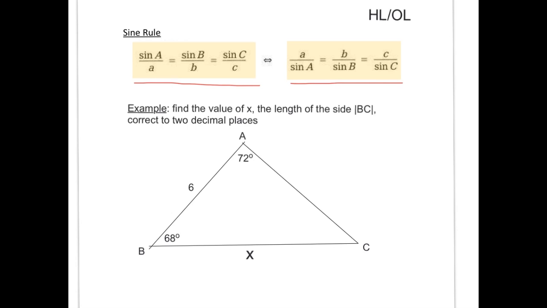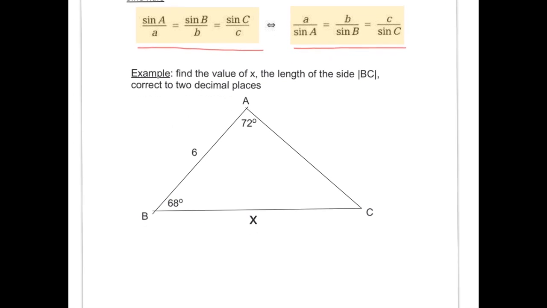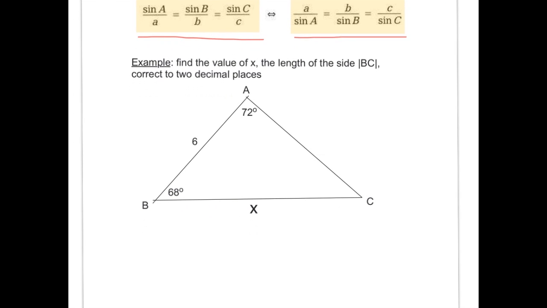So now I'm just going to go through an example here so we can see how this rule works. So here's our example. We are asked to find the value of x, the length of the side BC, which is here, correct to 2 decimal places. So the first thing we want to do is make sure that everything is labeled correctly on our diagram.